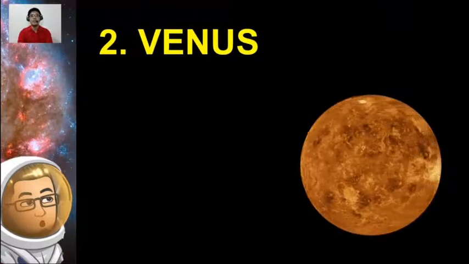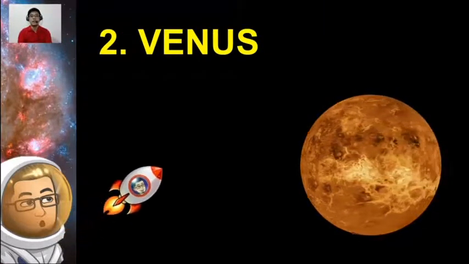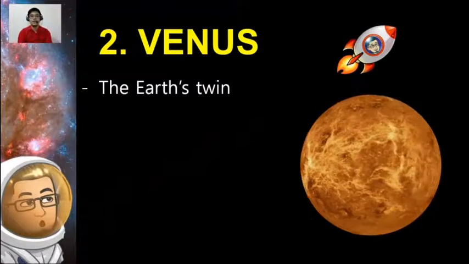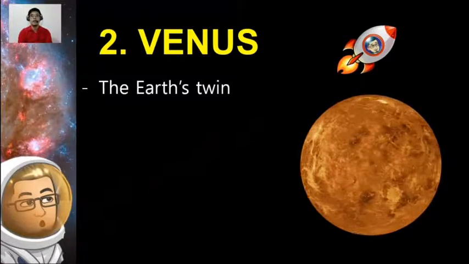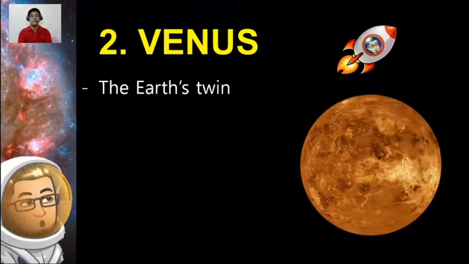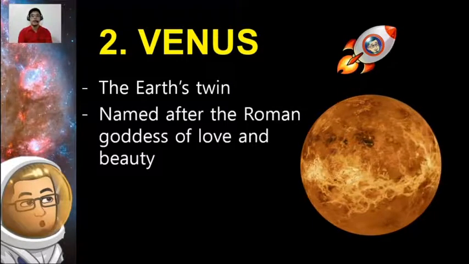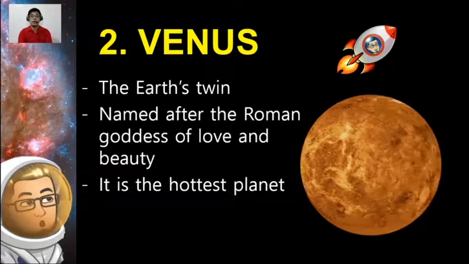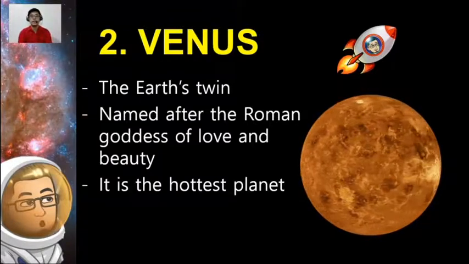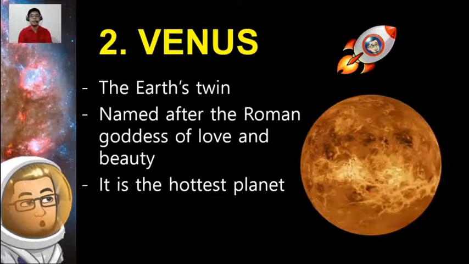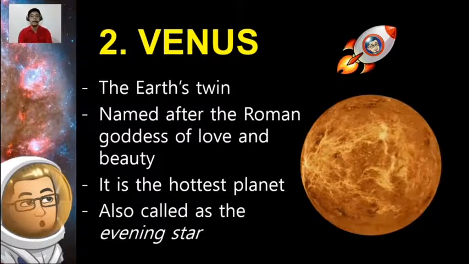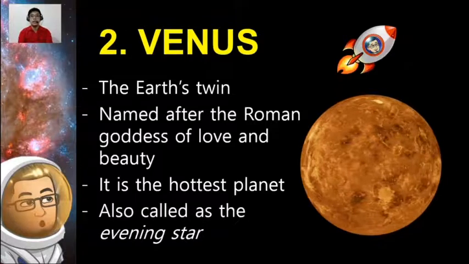The second planet, we have planet Venus. Venus is actually the Earth's twin because the size of Venus is so much alike with the size of the Earth. And it is named after the Roman goddess of love and beauty. It is also the hottest planet in the solar system given the fact that it is composed of many volcanoes. And it is also called the evening star.